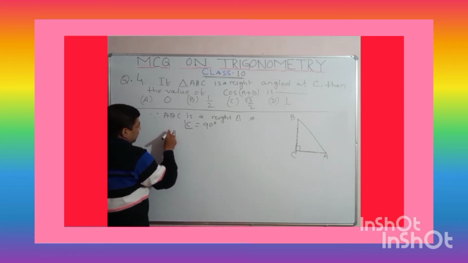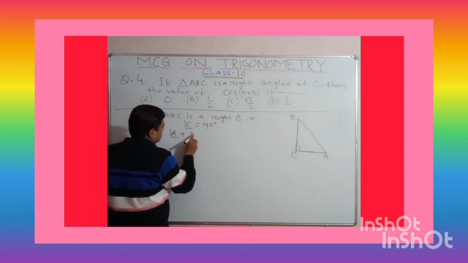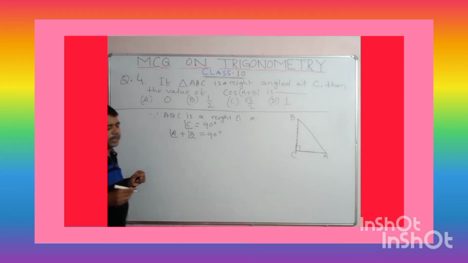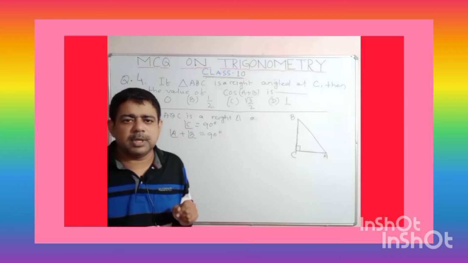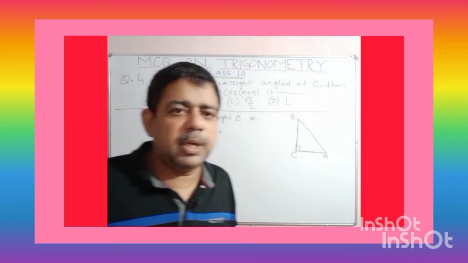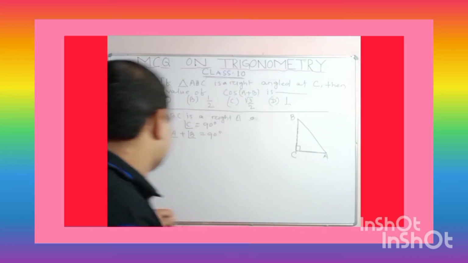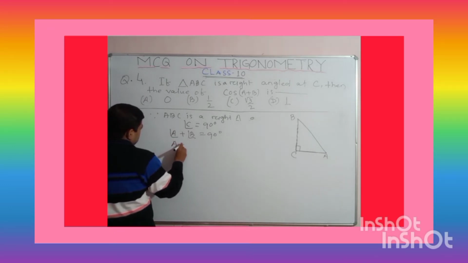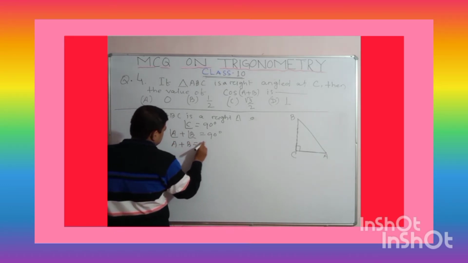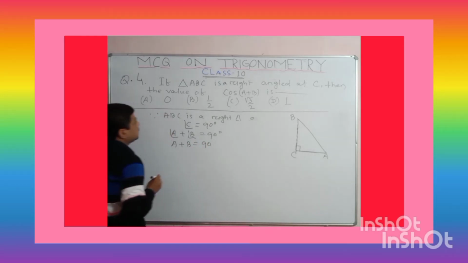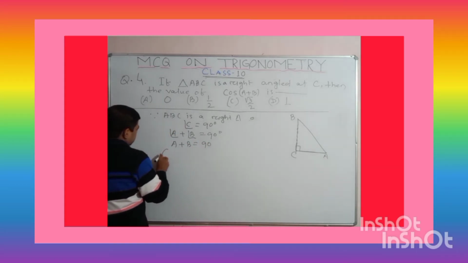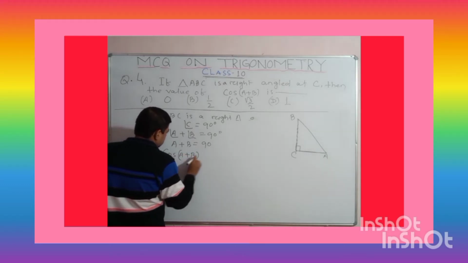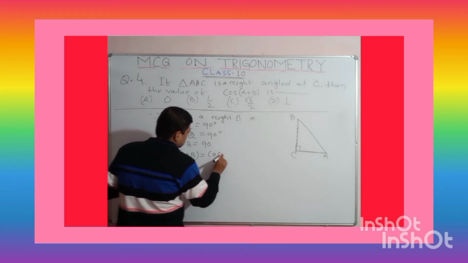Then angle A plus angle B must be 90 degrees according to the angle sum property of a triangle. In a right angle triangle, the sum of the two acute angles is 90 degrees. If you remove the angle sign, A plus B is 90 degrees. Now you have to find cos(A + B), so cos(A + B) is equal to cos 90.